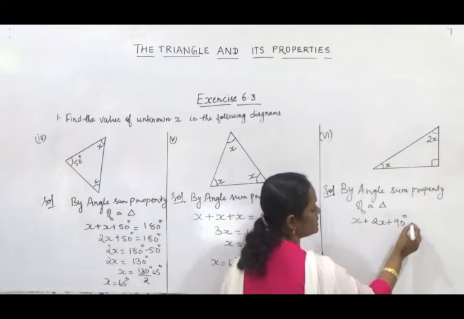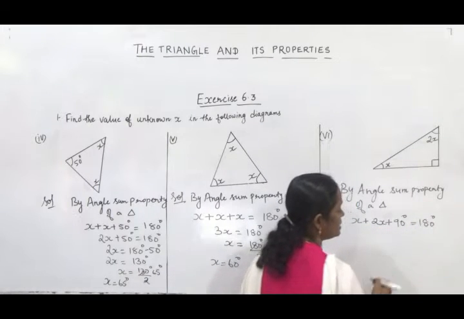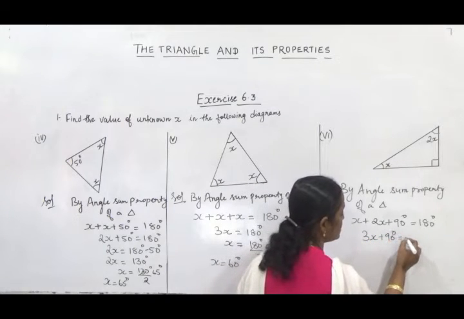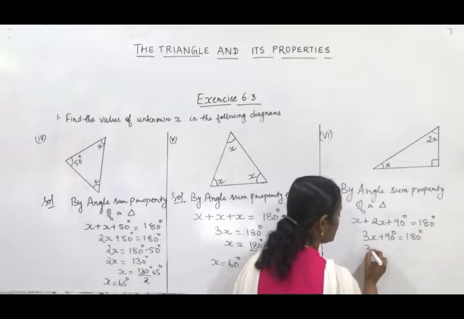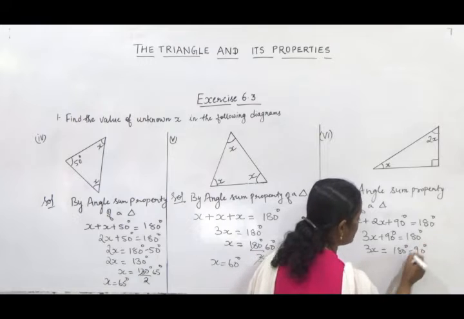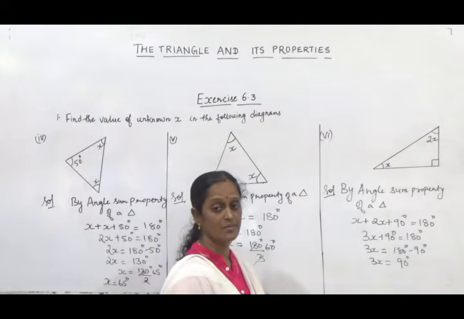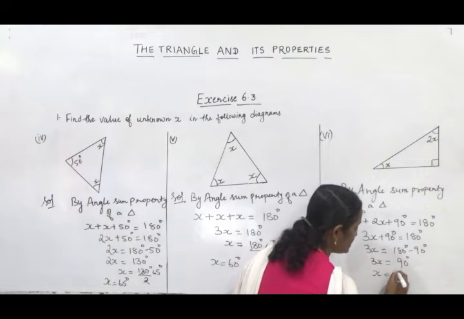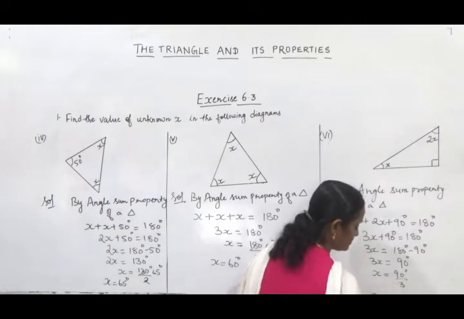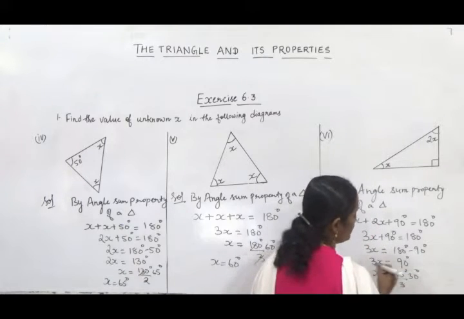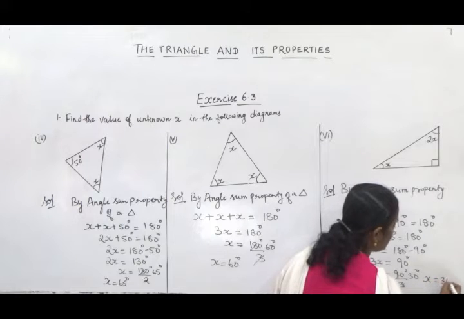So x plus 2x plus 90 degrees is equal to 180 degrees. x plus 2x is 3x, plus 90 degrees is equal to 180 degrees. 3x is equal to 180 minus 90 degrees, which is 90 degrees. So dividing both sides by 3, we get x is equal to 90 by 3. 3 3s are 9, so it is 30 degrees. So the value of x is 30 degrees here.